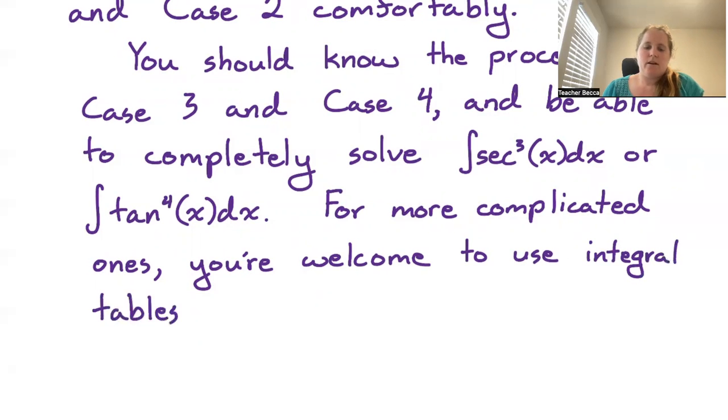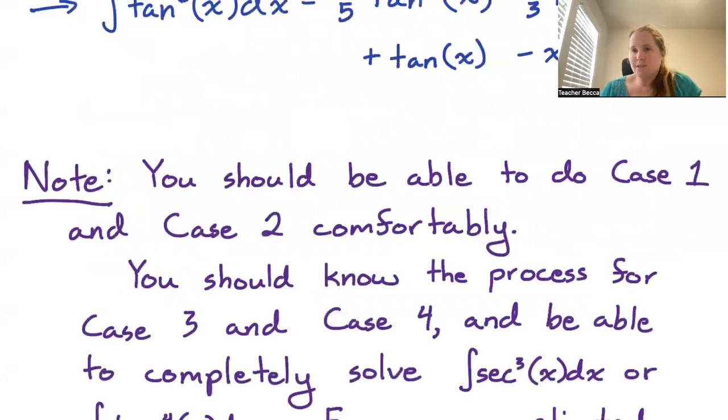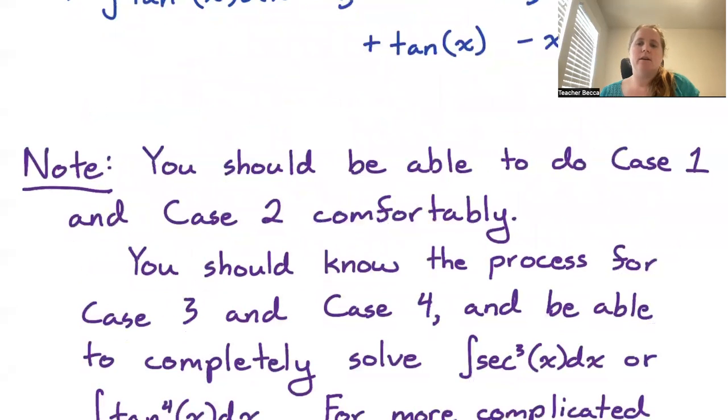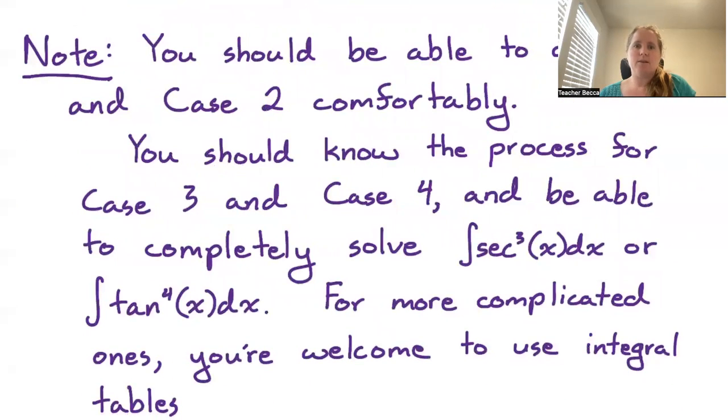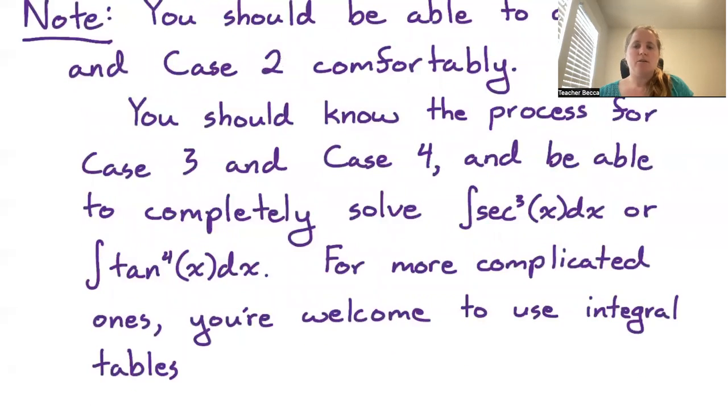So again, case 1 and 2 for these, you do pop up. You should be able to do them, and they're quick. U substitution falls out relatively quickly. Case 3 and case 4, especially ones where you keep doing them and more and more and more integrals pop up, get annoying very quickly, and you're welcome to use integral tables to do them. So that is it for the trig integrals. Your next topic will be what is called trig substitution.